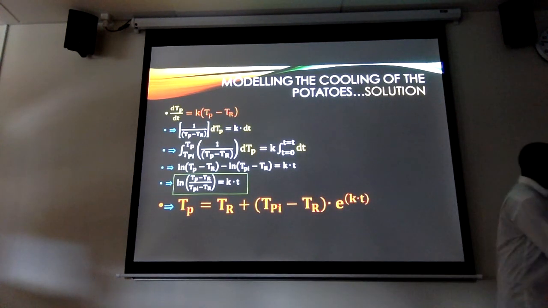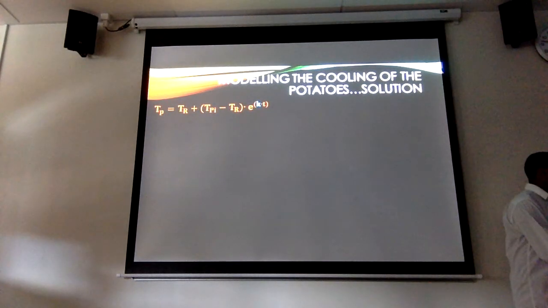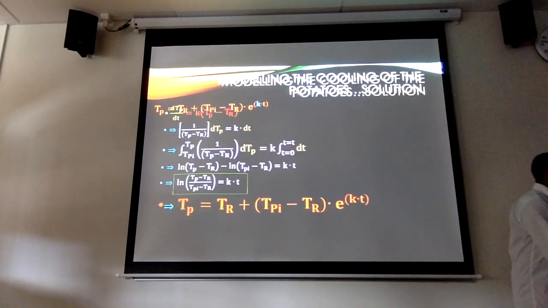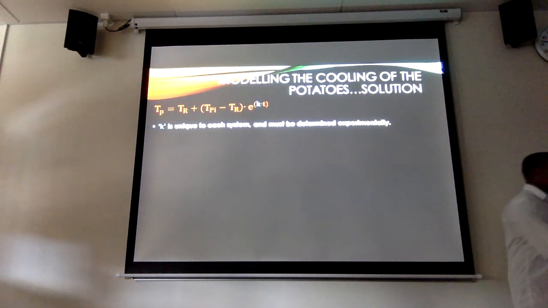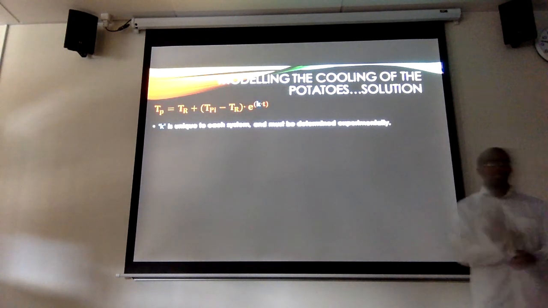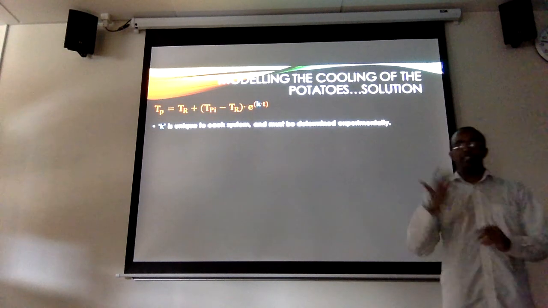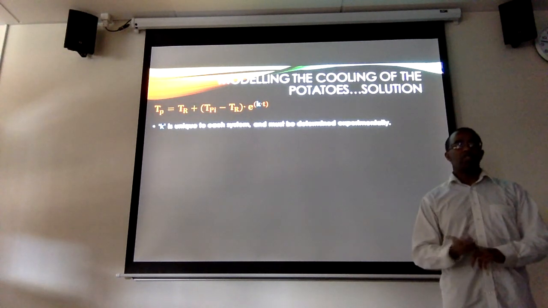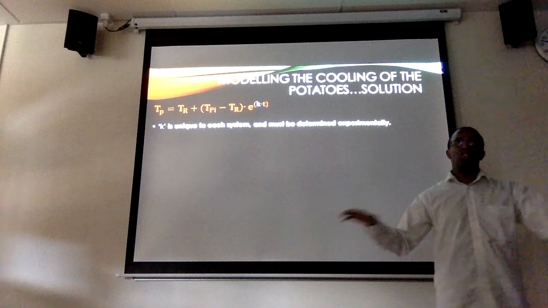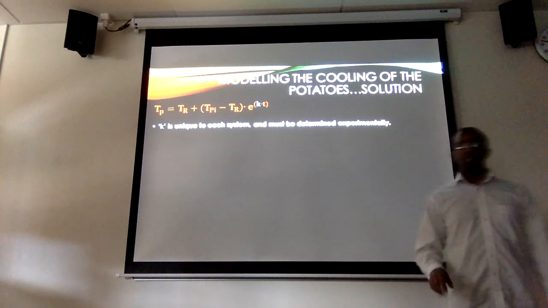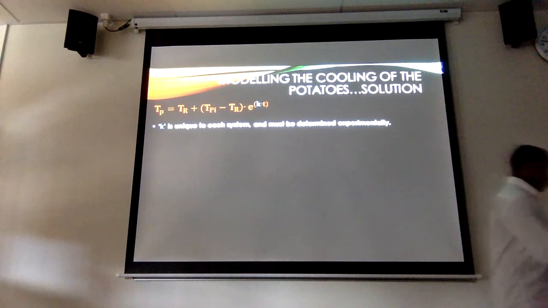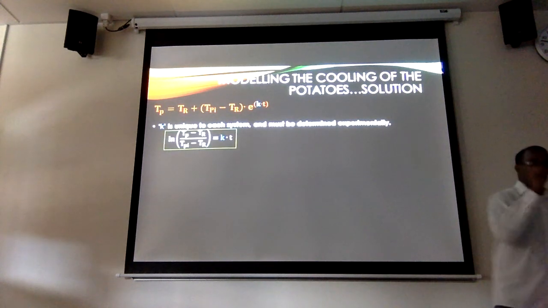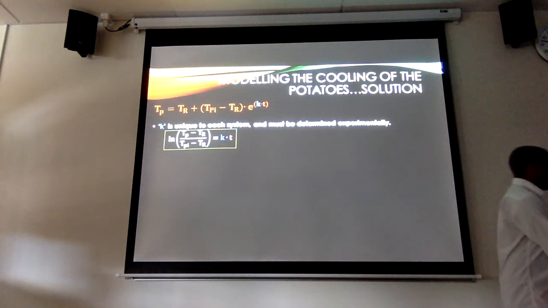Okay, so that's the equation we saw on the last page. It's exactly the same, but we've got a K. K, we said, is a cooling rate constant, and it's unique to each system. So it's unique to apples, it's unique to potatoes, and the only way you can really determine it is by doing experiments.